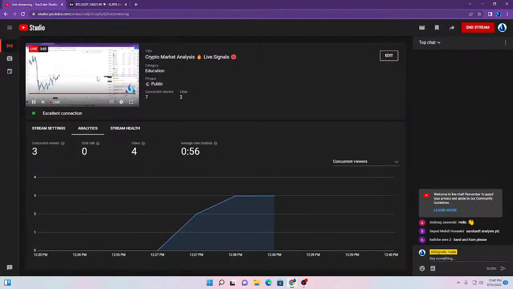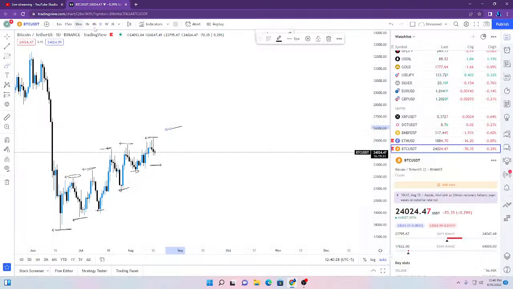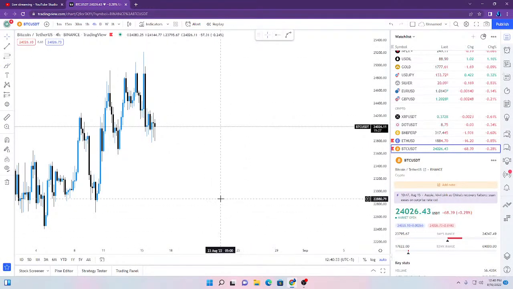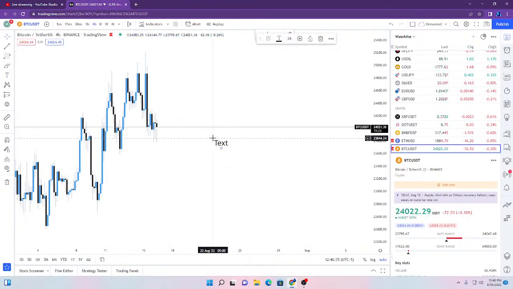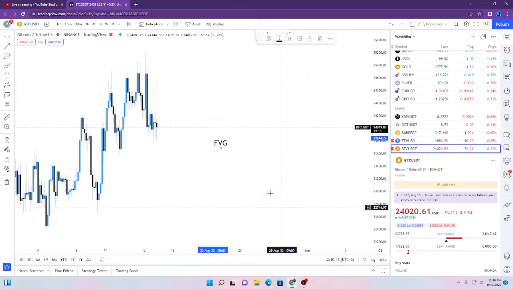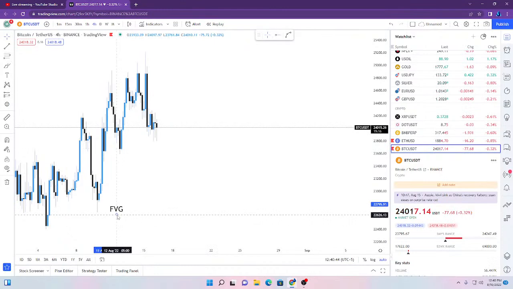Let's see if people are joining. Yeah, they are. Moving on to the 4-hour time frame, I was talking about FVGs. What is FVG? FVG is fair value gap. Let me write the text down for you guys. FVG is called fair value gap. What is a fair value gap?